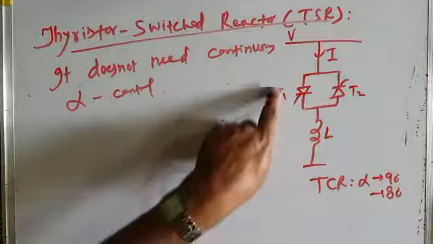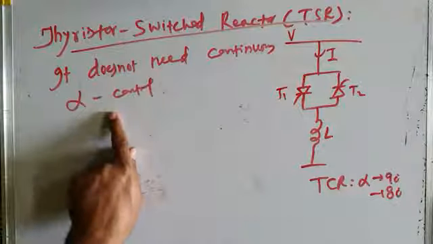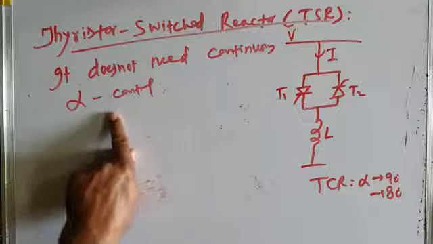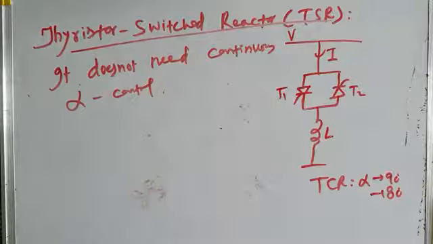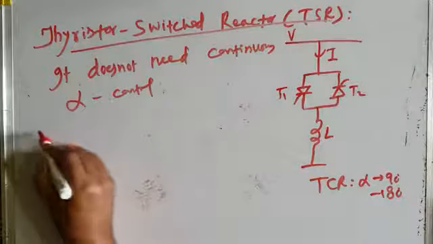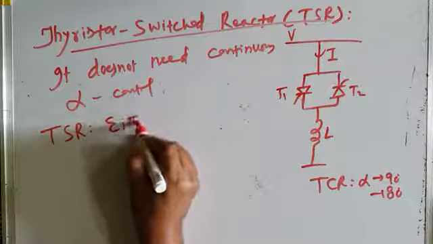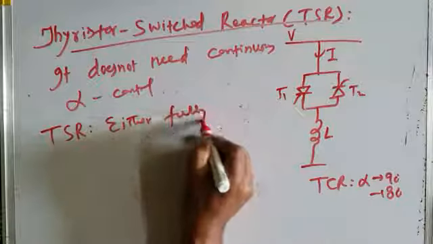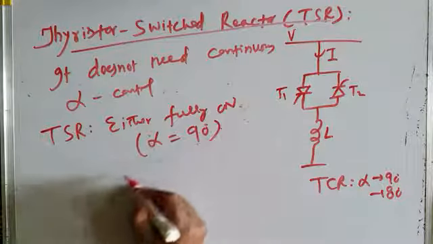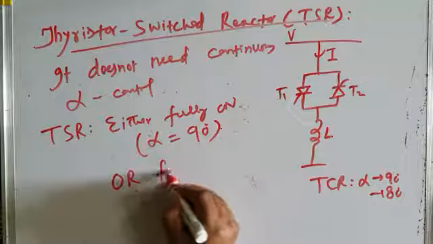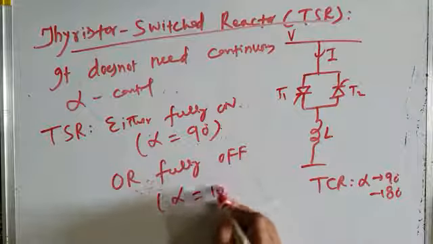On the other hand, thyristor switched reactor does not need continuous alpha control. Rather, it operates either as a fully on switch or as a fully off switch. So TSR, unlike TCR, is either fully on, when alpha is at 90 degrees, or fully off. Fully off means alpha is equal to 180 degrees.